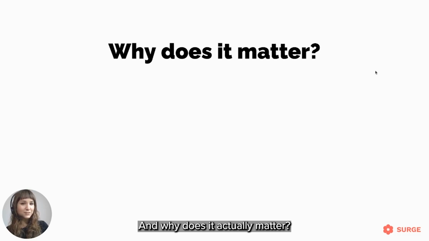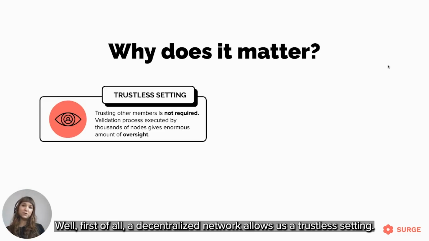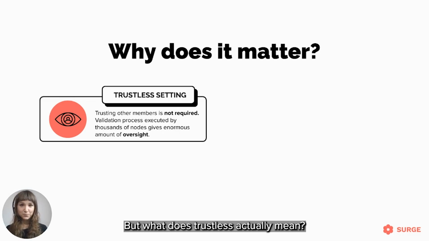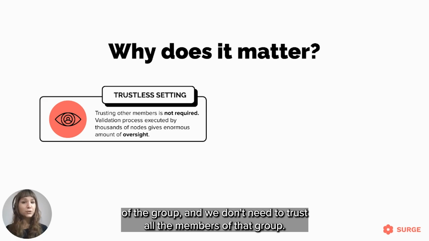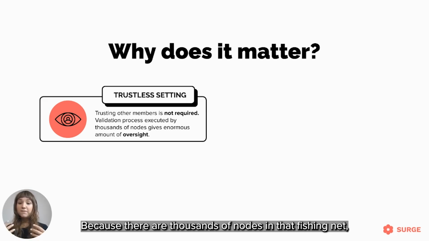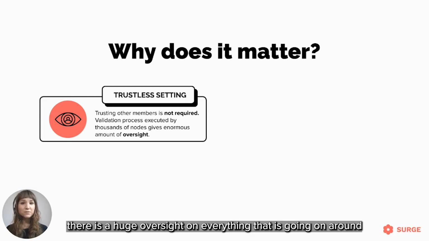And why does it actually matter? Well, first of all, a decentralized network allows us a trustless setting. But what does trustless actually mean? It means that within a big group, we don't need to know all the members of the group, and we don't need to trust all the members of that group. Because there are thousands of nodes in that fishing net, there is a huge oversight on everything that is going on around, and it's very difficult to do something malicious to that network.